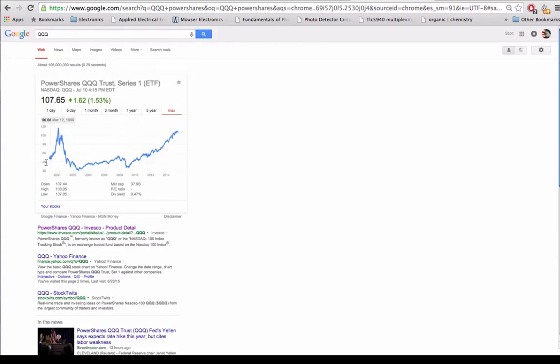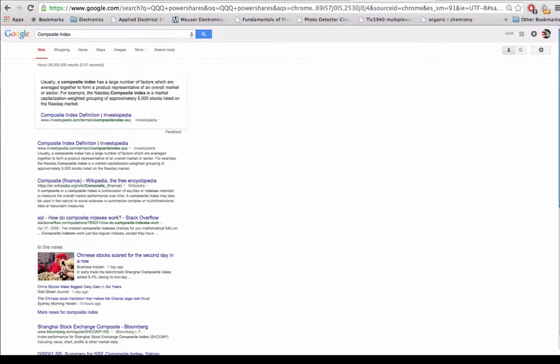Okay, QQQ is a composite index, right? And what does this show you? Do you remember the Bitcoin bubble? You remember what happened? And then look at this growth pattern that emerged for QQQ PowerShares. Okay, let's look up what is a composite index, right? Composite index, that sounds like something fancy. No, look, a composite index has a large number of factors which are averaged together to form a product representative of an overall market or sector.